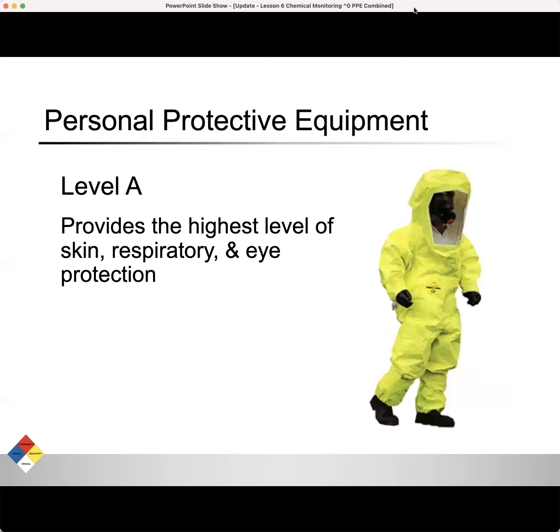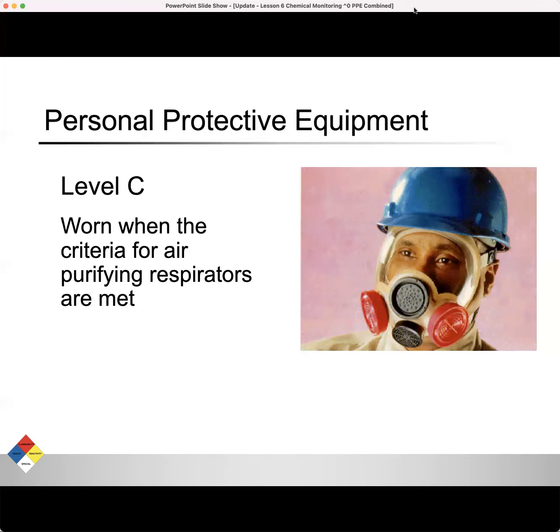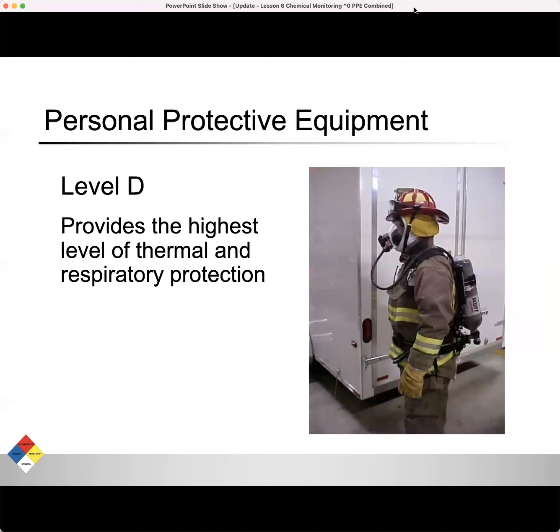In general, level A suits provide the highest level of skin, respiratory, and eye protection. Level B provides the highest level of respiratory protection, just like level A, but a lesser level of skin protection. Level C is worn when the criteria for air purifying respirators are met. And level D for firefighters provides the highest level of thermal and respiratory protection.